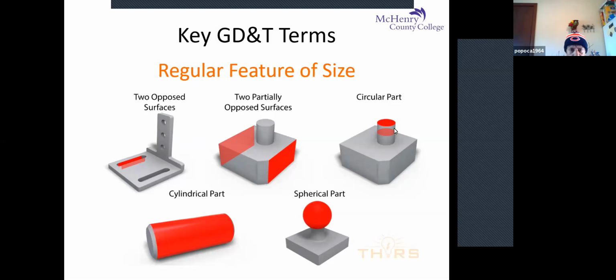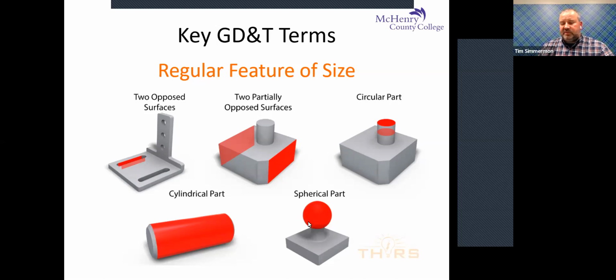Circular part: the little boss up on the top, the diameter of that boss would be considered a regular feature of size. A cylindrical part just by itself, the diameter of the whole cylinder would be considered a regular feature of size.